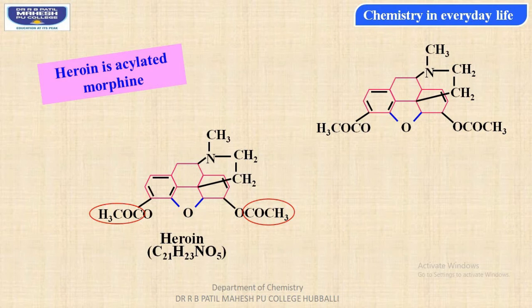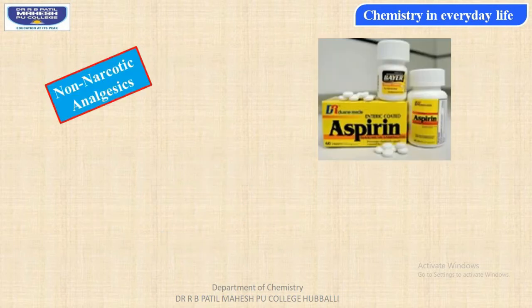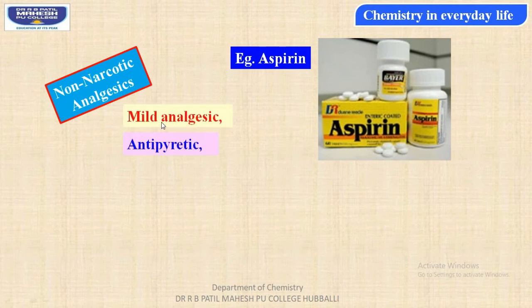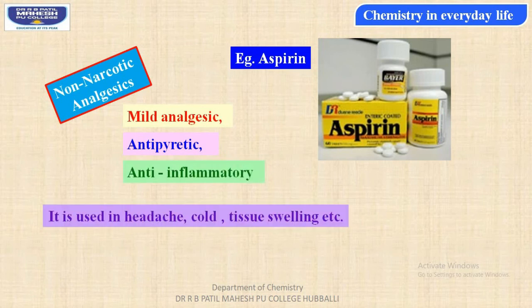These are the examples of narcotic analgesics. Now students, let us consider non-narcotic analgesics. For example, the aspirin compound. Non-narcotic analgesics are mild analgesics, which means they are not strong agents but weaker analgesics. And students, they are antipyretic and they can also be used for anti-inflammatory reactions. Thus, the application of non-narcotic analgesics is in headache, cold, tissue swelling, etc.